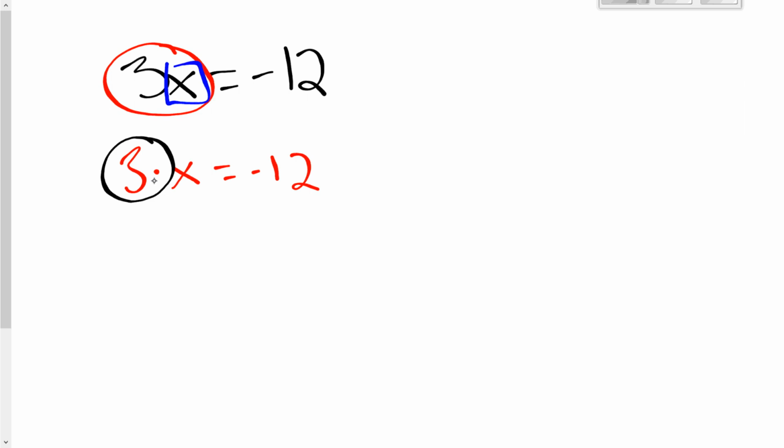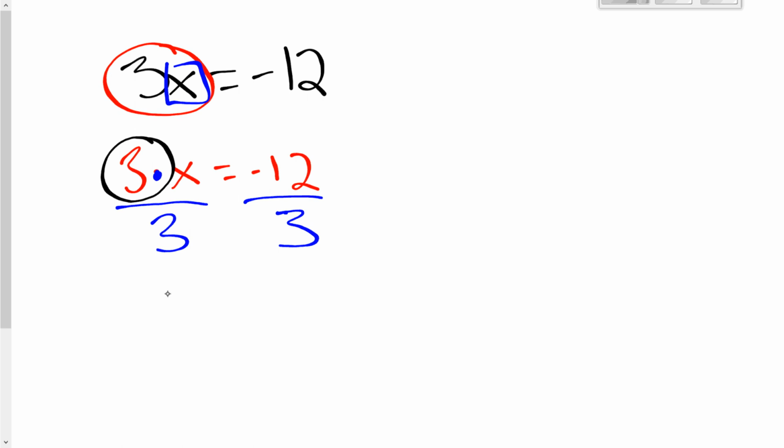So the question is how do we undo multiply? Because that is how 3 and x are together. We're together with this 3 times x. So how do we break that up? Break that up by dividing both sides. The opposite of multiply is divide. So we're going to undo multiplication with division. So we're going to divide both sides by 3 with the division property of equality.